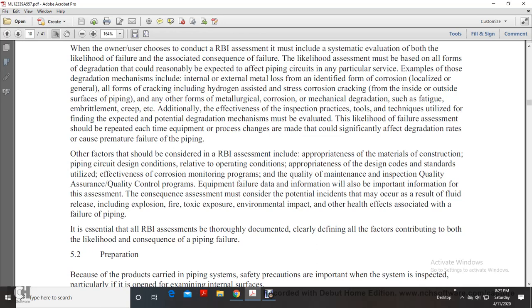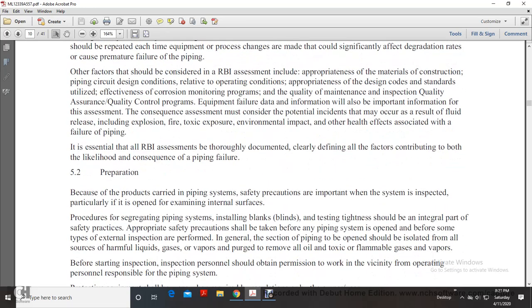The consequence assessment may consider the potential incidents that may occur as a result of fluid release, including explosion, fire, toxic exposure, and environmental impact, and other health effects associated with failure of the piping. It is essential that the risk-based inspection assessment be thoroughly documented, clearly defining all the factors contributing to both the likelihood and the consequence of piping failure.